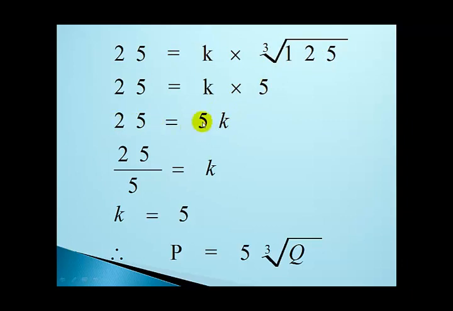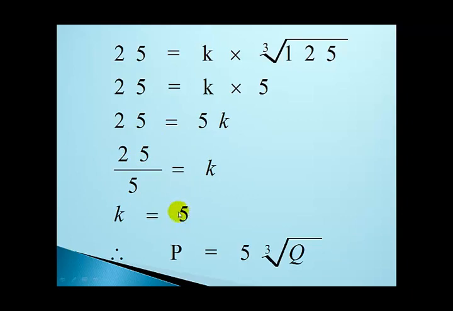Now because we are solving for K, we divide the right hand side by 5. And we divide the left hand side also by 5. When we divide 5K by 5, we have K. And this is equal to, when we divide 25 by 5, 25 divided by 5 is equal to 5. This means that the value of K, that is the constant of proportionality, is equal to 5.